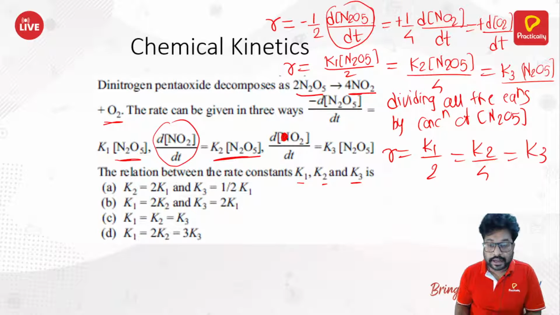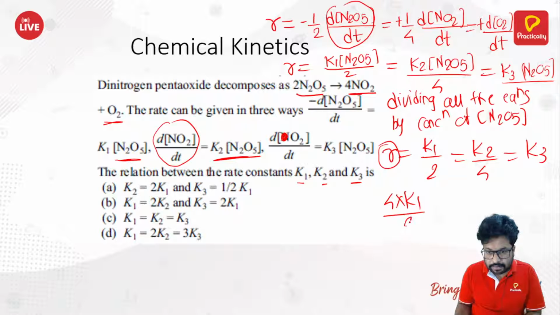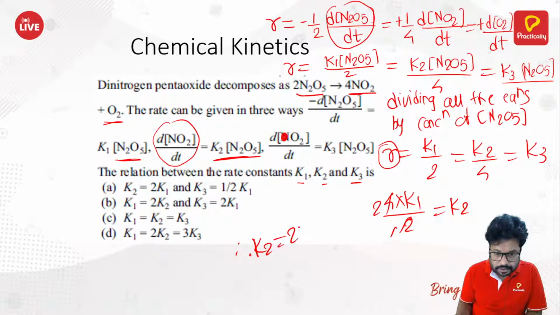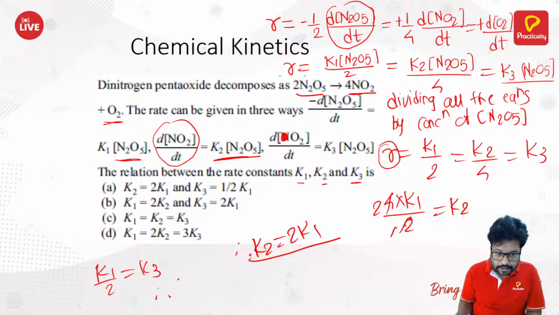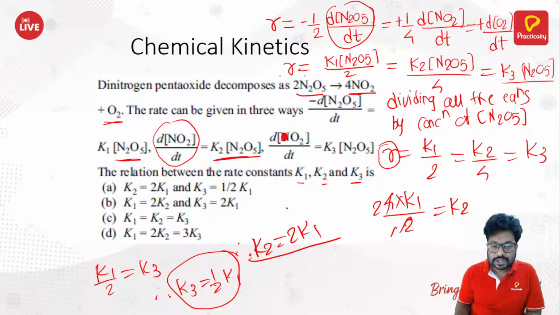What is the relationship? If you send 4 to this side, we get 4 into K1 divided by 2 is equal to K2. So K2 is equal to 2K1. And K1 by 2 is equal to K3, therefore K3 is equal to 1 by 2 K1. So K3 is equal to half K1 and K2 is equal to 2K1.